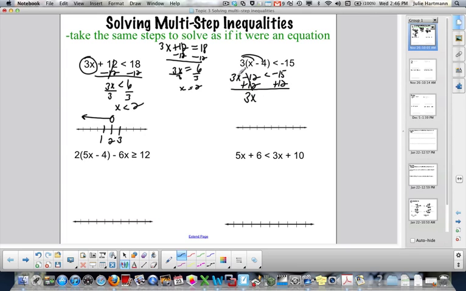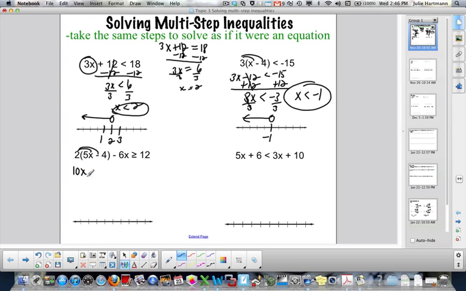Remember your rules, okay? What you do one side, do the other. Negative 15 plus 12 is negative 3, and divide by 3. Number we're dividing by is positive, so that stays less than. Negative 3 divided by 3 is negative 1. So we have negative 1, less than is open, and to the left. That's the answer.